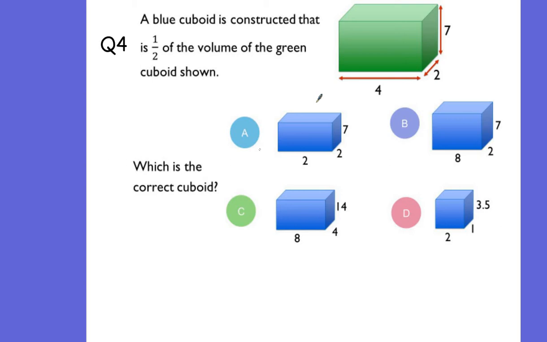Question number 4 for me. A blue cuboid is constructed that's half the volume of the green cuboid shown. Which is the correct cuboid? Which of these blue cuboids has half the volume of the green one?